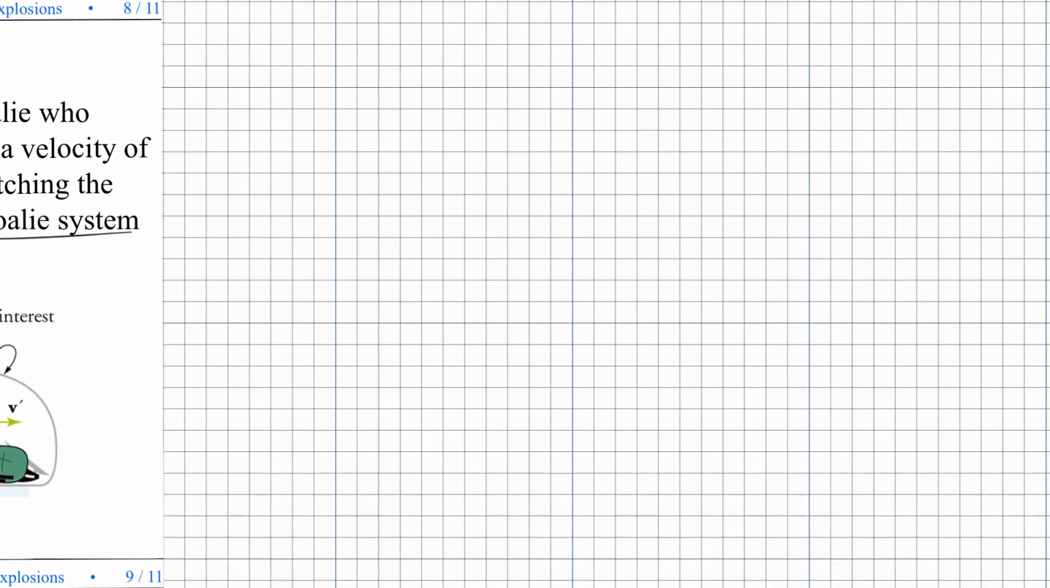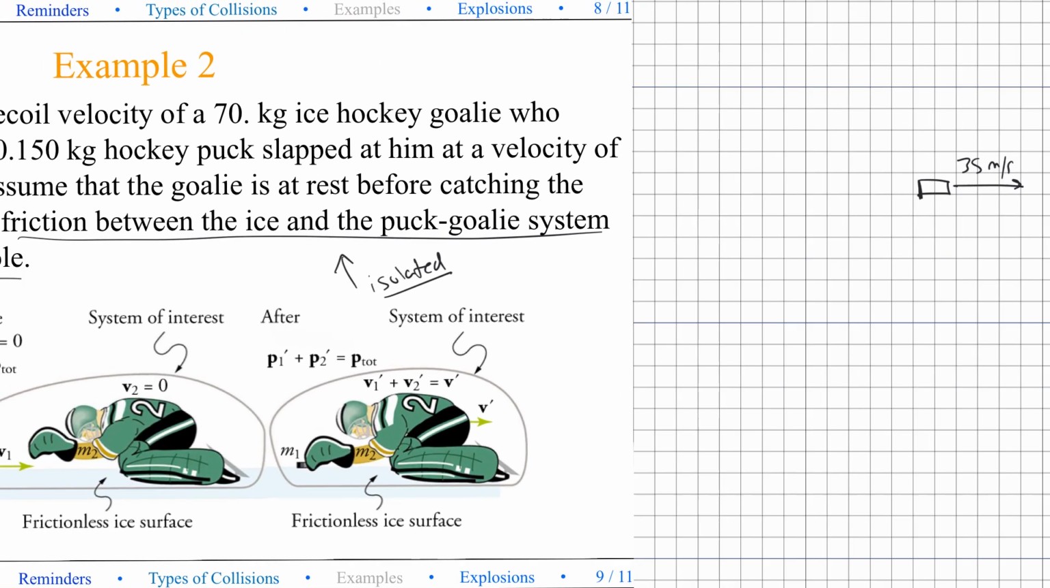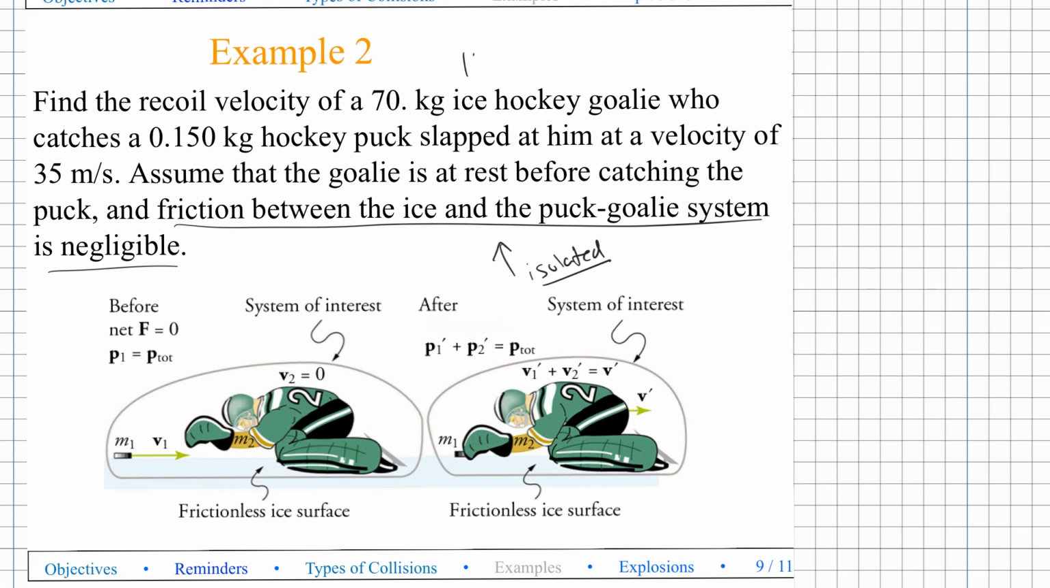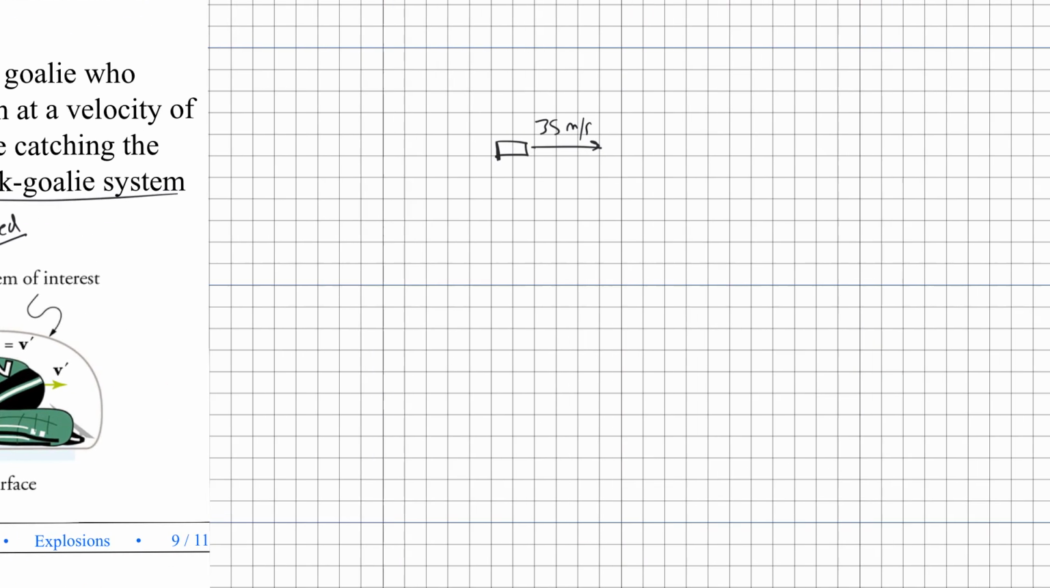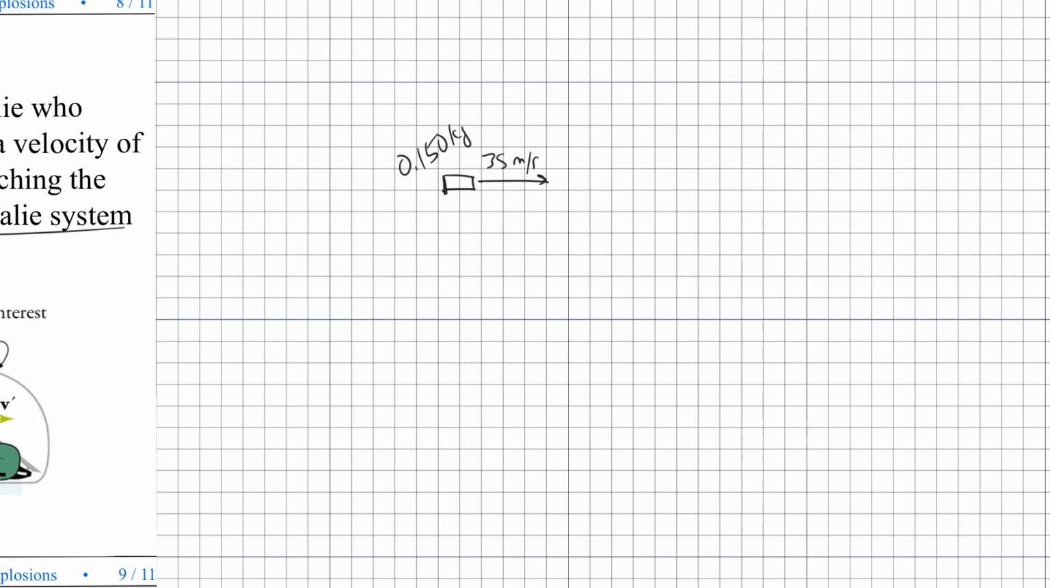Okay, so here we go. So we got an ice puck. Here's beforehand. We got the puck. It's cruising along this way at 35 meters per second. One nice thing to notice about this one is it's 1D, right? So the last one was 2D. 1D is a lot easier, always. Okay, so here's the puck, and it has a mass of 0.150 kilograms. Okay, and here's the goalie.